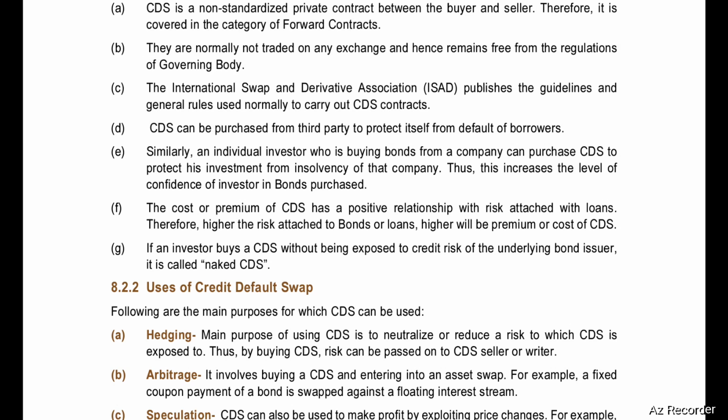If an investor buys a CDS without being exposed to credit risk of the underlying bond issuer, it is called naked CDS.